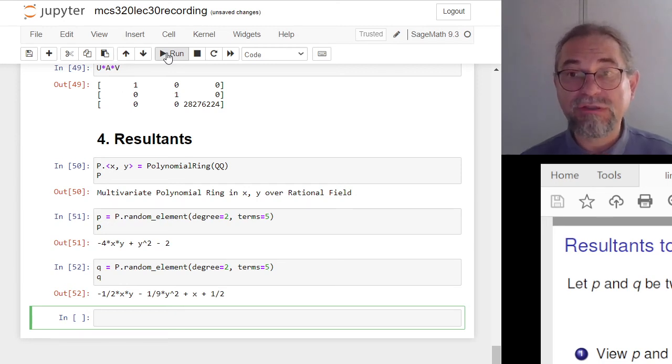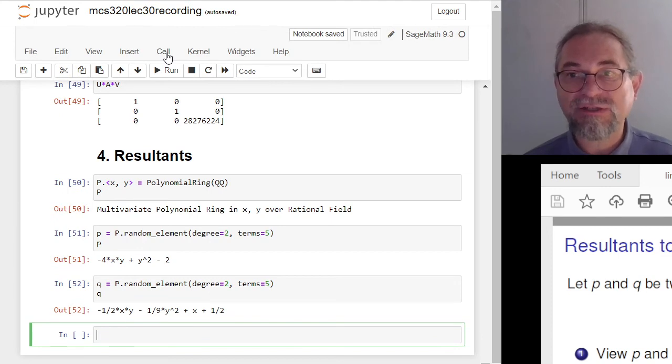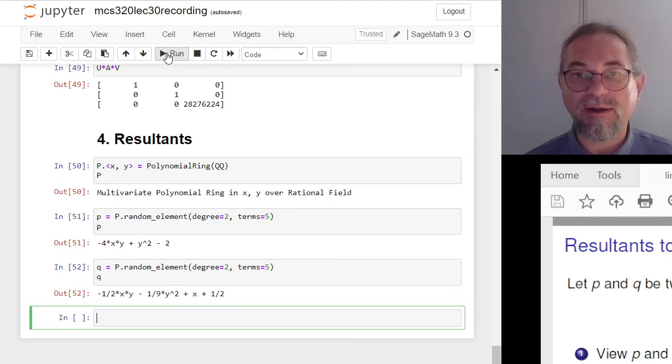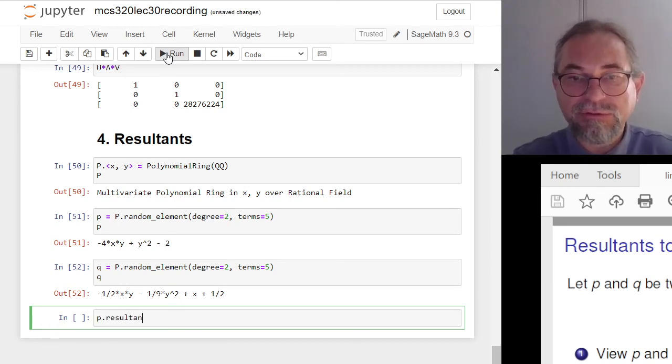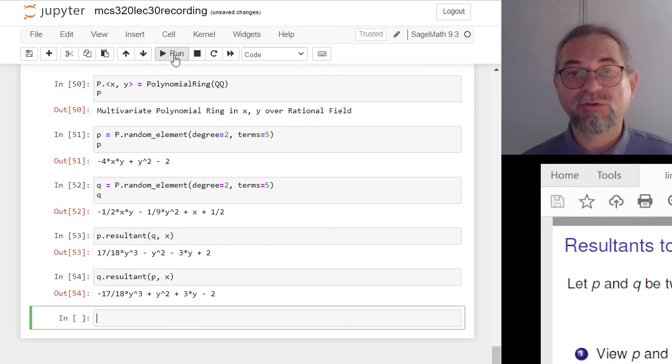These two polynomials define a polynomial system in two variables. I can reduce this to an upper triangular form by viewing these polynomials as polynomials in x with coefficients in y. How do I do this? Well, I can compute the resultant of p with respect to q and eliminate the x, or I can compute the resultant of q with respect to p. And you see, up to a sign change, I have the same polynomial.